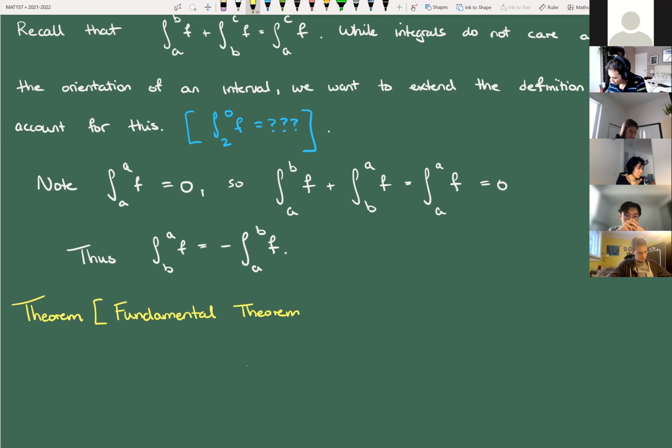So this is the fundamental theorem of calculus. Should you so choose, you can 100% just call this the FTC. Literally everybody knows what that means, right? Because nobody wants to say fundamental theorem of calculus. So if you say the FTC, people know what you're talking about. Okay, so the FTC goes as follows.